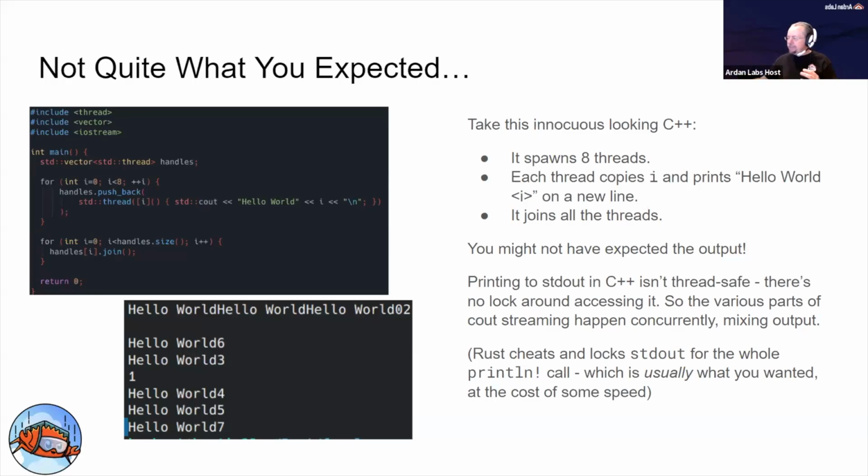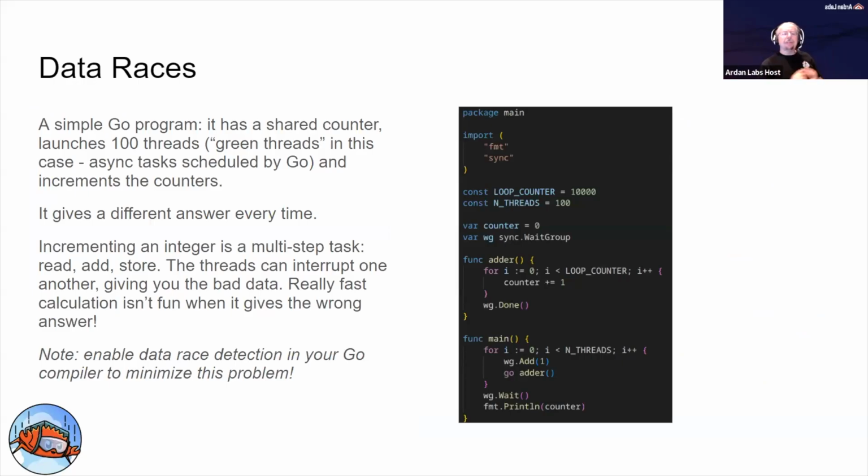Data races. One of the big things that Rust promises is that you won't get data races. And if you go to the Arden Labs YouTube channel, I have a couple of entire videos where I have talked about this in huge detail. So I'm not going to go into it very heavily today. But here's a simple Go program that runs 100 threads, each of which adds to a counter and then prints out the total. And you'll get a different answer every time.